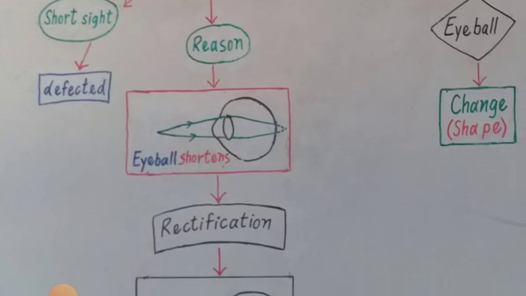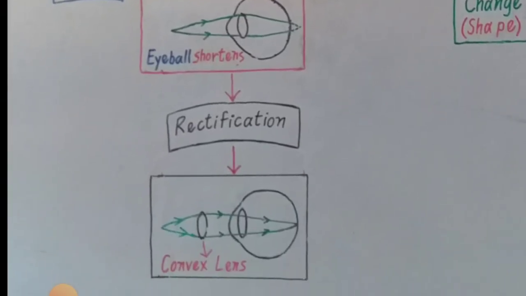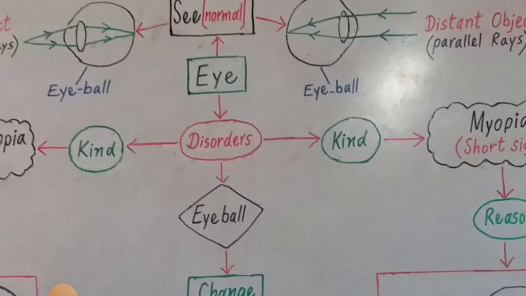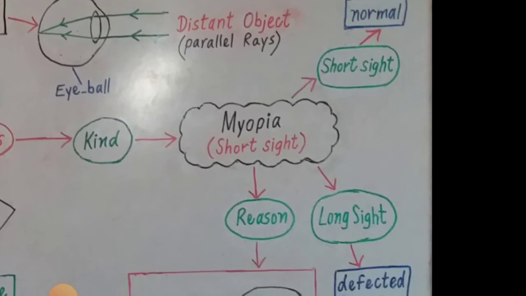So this problem can be rectified by using a convex lens in the glasses. When a convex lens is placed in front of the eye, the light rays coming from the nearer object pass through this lens and also the lens of the eye. These two lenses, the artificial lens and the eye lens, converge these light rays on the proper place of the retina where the image is formed and can be seen clearly.